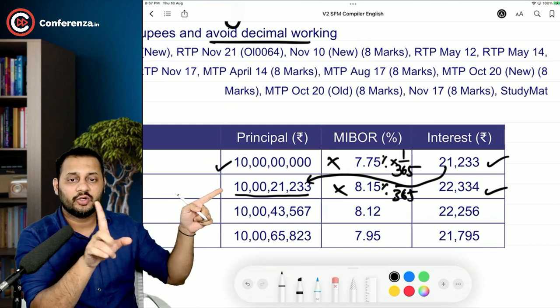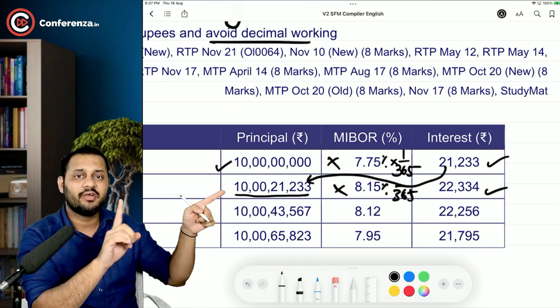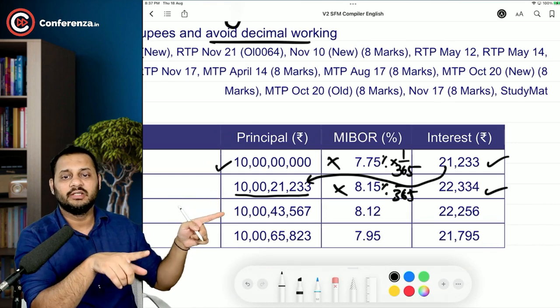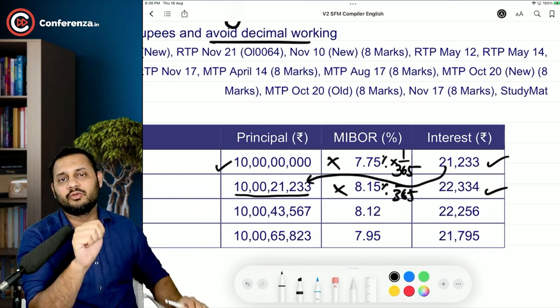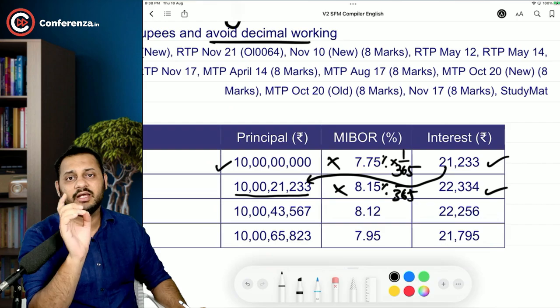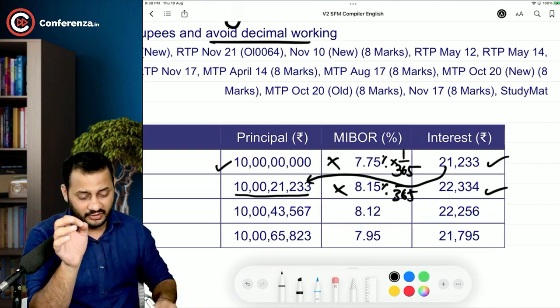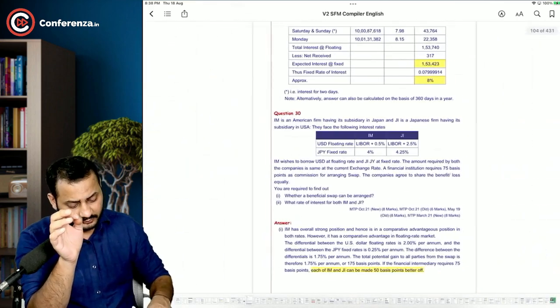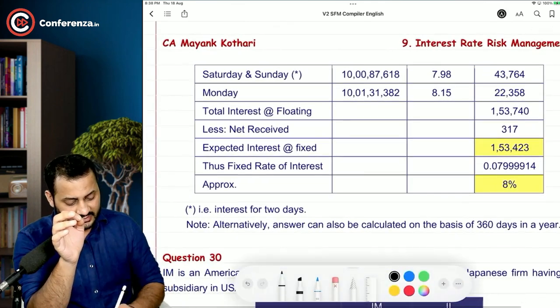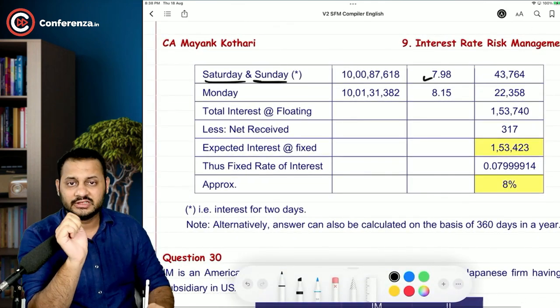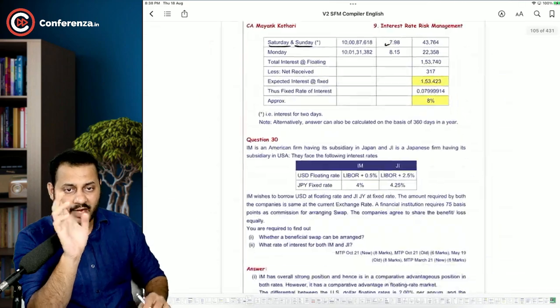10,21,233 plus 22,334 will be this much, and the third day's interest will be calculated on this. In a similar way, we are going to calculate for all the 7 days. There is one thing that you should notice here. For Saturday and Sunday, there is only a single rate, which is 7.98%. I will tell you why.